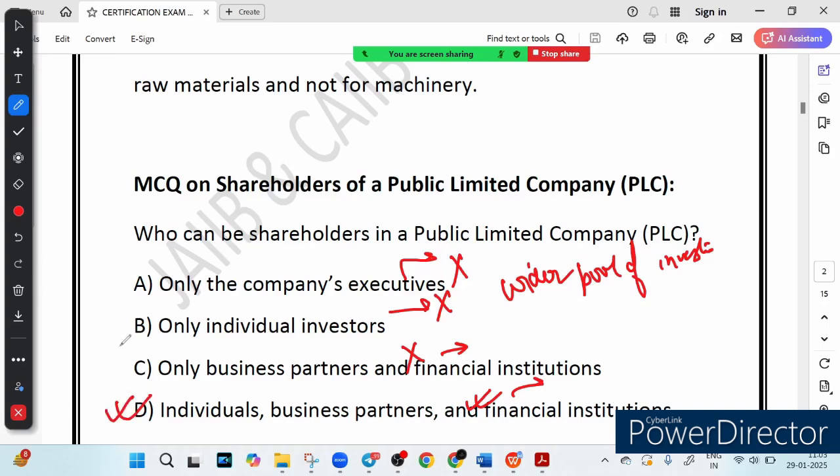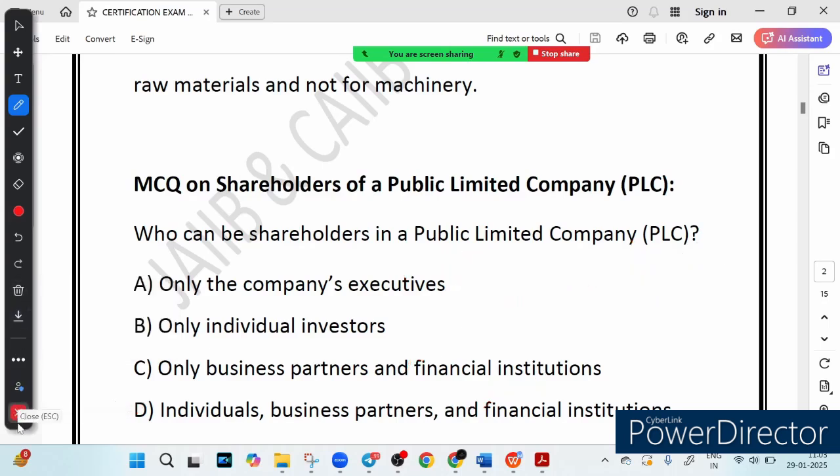So let's summarize the key point. The key point here is that public limited companies are open to multiple types of investors. Shareholders can include individuals, business partners and financial institutions, and they are not limited to executives or special investor categories. I hope this explanation makes the concept easy to understand.